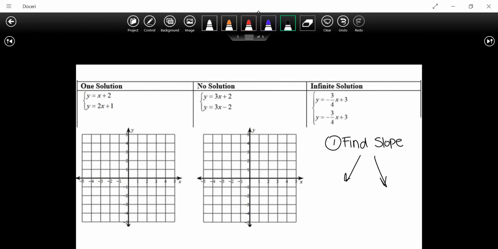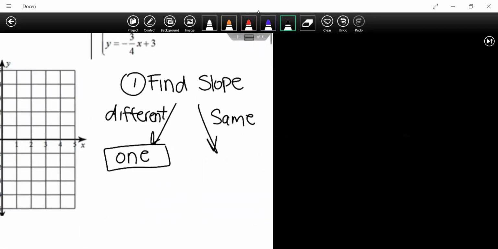I'm going to put it in two different categories: different, or same. If they are different, that means we have our final thing, and we're going to have one solution. One intersection, one value. If they are the same, that means you have to do an extra piece of criteria. The next step would be to find the y-intercept.